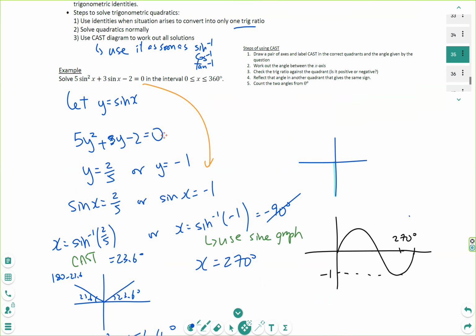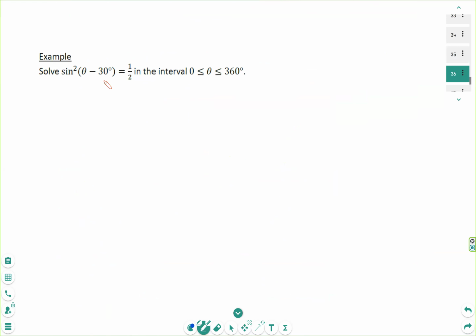All right. Next one. Solve sine squared of theta minus 30 degrees equals a half. So what does the square here mean again? The square here actually means sine of theta minus 30 degrees, whole thing squared, equals a half. Now why don't we put a square behind the angle? Because the square inside the sine would mean sine of theta minus 30 degrees times sine of theta minus 30 degrees. But if you put a square at the back, then it looks like you're just squaring the angle, which is incorrect.